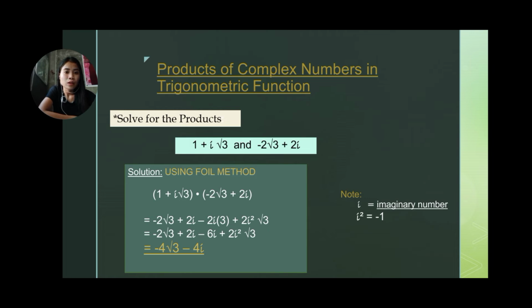Then i square root of 3 multiplied to 2i, we have 2i squared square root of 3. Then we have negative 2 square root of 3 plus 2i minus 6i, since 2i multiplied to 3 is 6i, plus 2i squared square root of 3. We need to note that i squared is equal to negative 1. Then combine like terms, we have the product of negative 4 square root of 3 minus 4i.